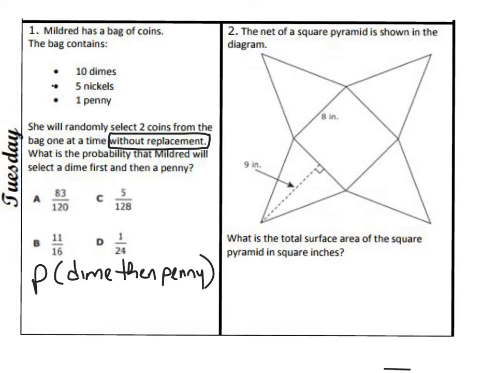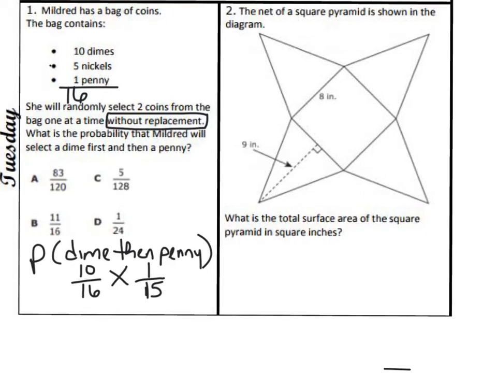So you have 10 dimes, 5 nickels, 1 penny. When you add that up, it's going to be 16. So then the probability of choosing a dime first will be 10 out of 16. Then a penny would be 1 out of what? Not 16, because we did not replace the dime. So it'll be 1 out of 15. Now you're multiplying it. So I'm going to simplify the 10/16 by dividing by 2.